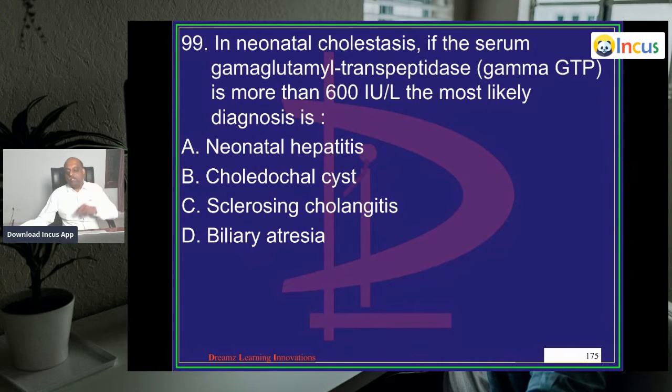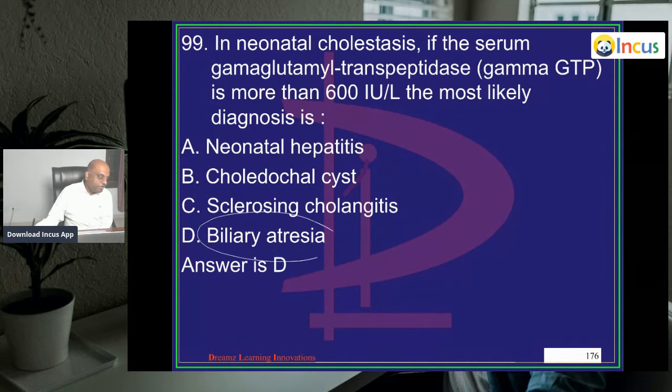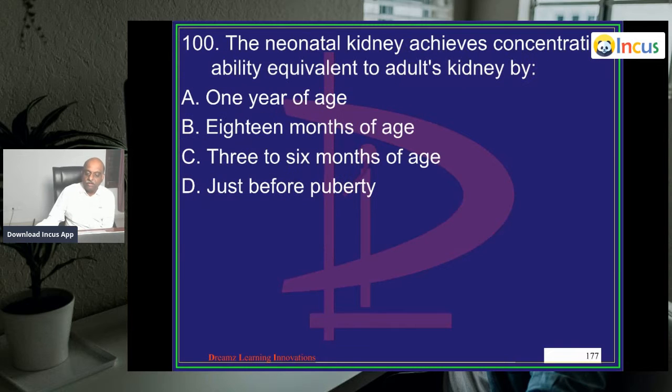In neonatal cholestasis, when the gamma glutamyl transferase is elevated, what is the possibility? It is the classical feature of biliary atresia, is what you need to remember.